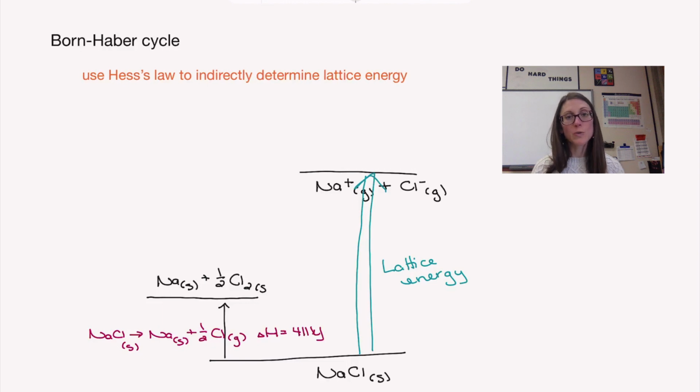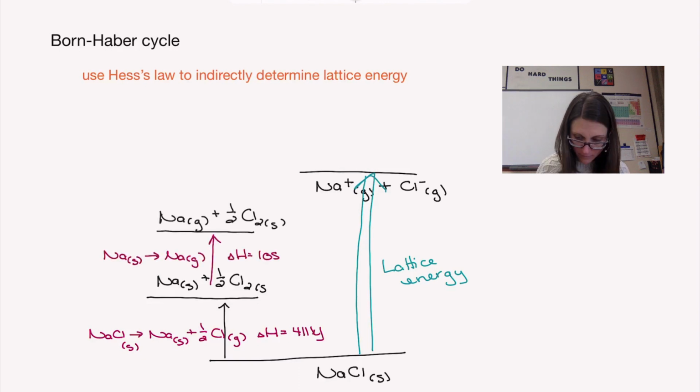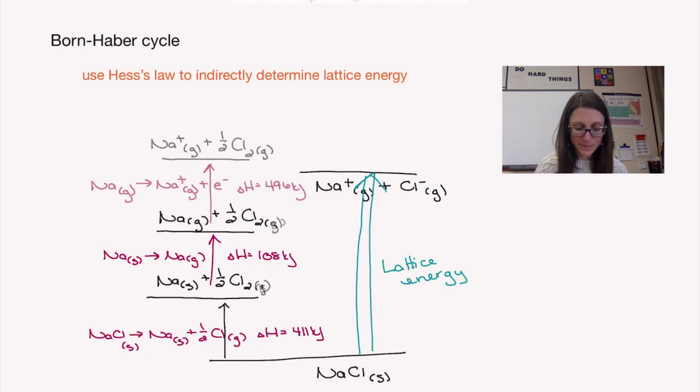First thing we're going to do is take solid sodium and turn it into sodium as a gas. Turns out that this is the heat of formation of gaseous sodium, so we can find that value. Then let's take these gaseous sodium atoms and remove an electron. This is the ionization energy. The sodium is now in the form that we need.